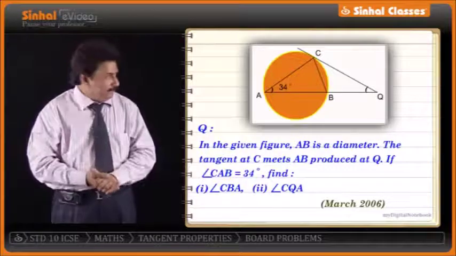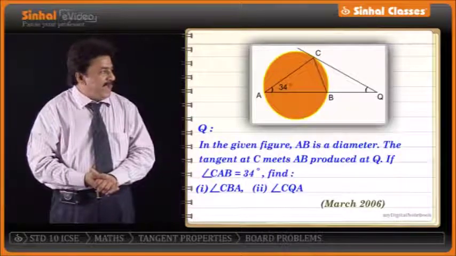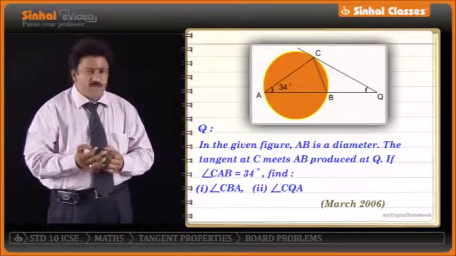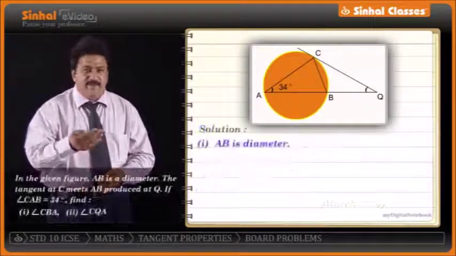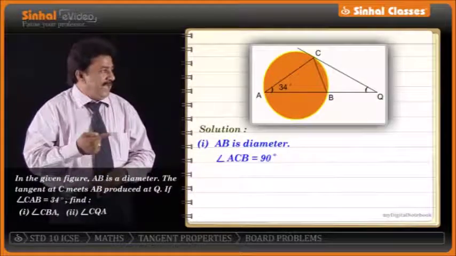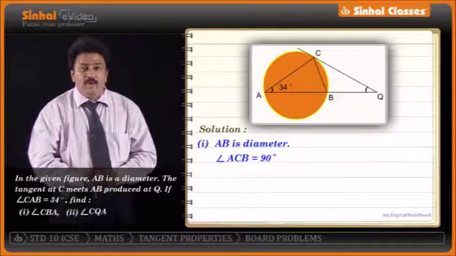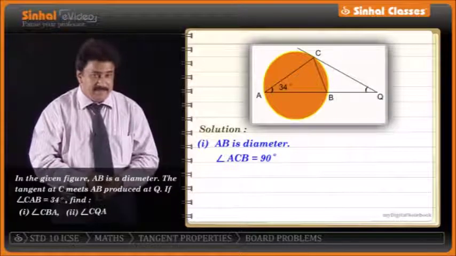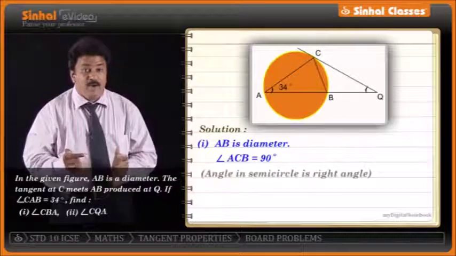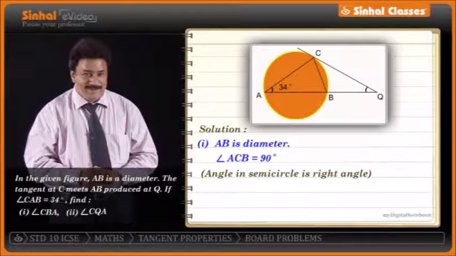Further, angle CAB is 34 degrees, angle CAP is 34 degrees. Find angle CBA and angle CQA. The first foremost thing: AB is given to you as a diameter. Therefore, angle ACB will be 90 degrees, the angle subtended from the diameter onto the circumference.